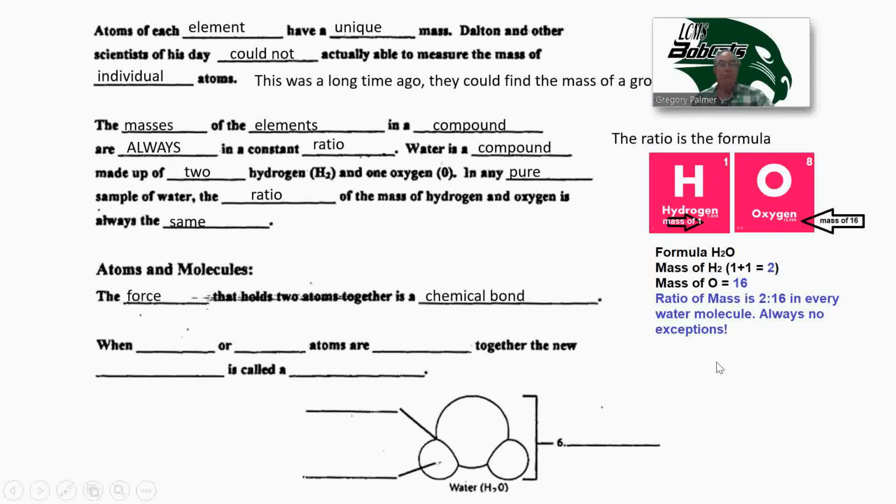The force that holds atoms together is called a chemical bond. They're chemicals, and they're bonded together, so it's a chemical bond.